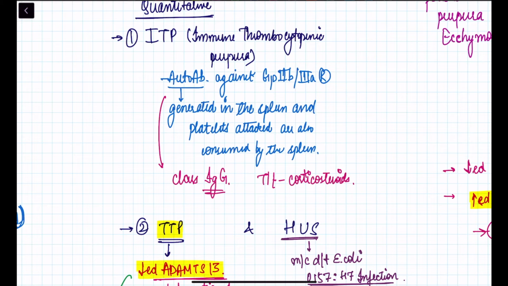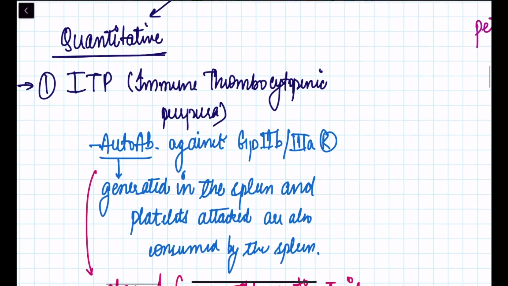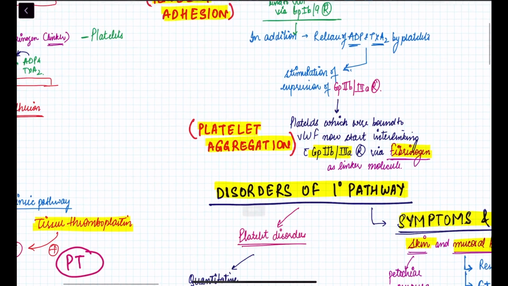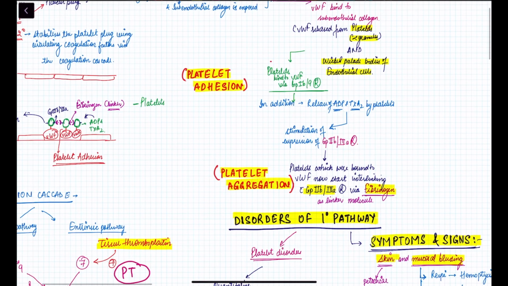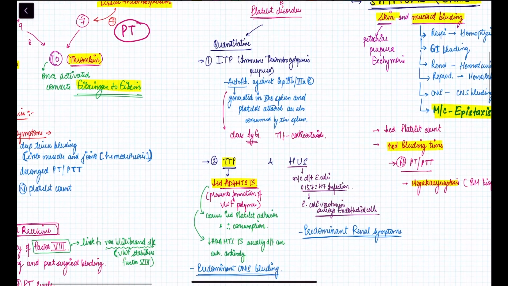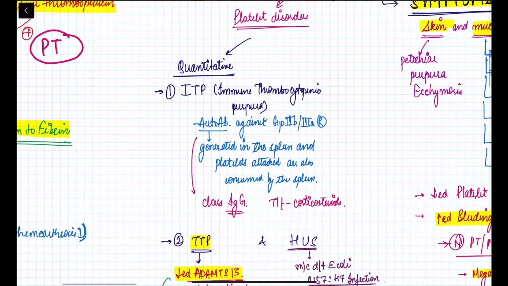the GP2b3a receptor. So we'll stop here and go backwards and see what GP2b3a was doing. We see here that GP2b3a, along with the linker molecule, was responsible for platelet aggregation. Therefore we should see a platelet aggregation defect in this condition. So I will keep that in mind and move forward.